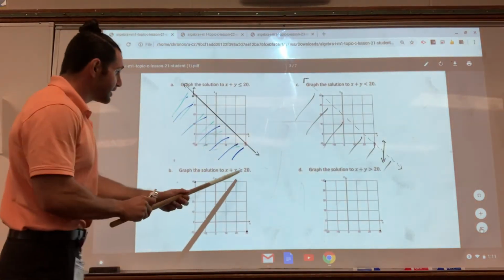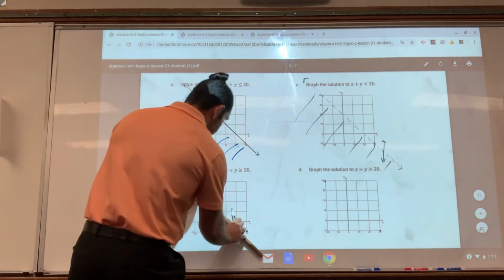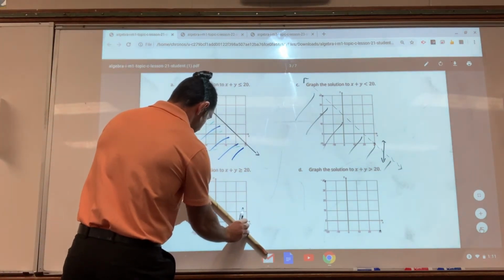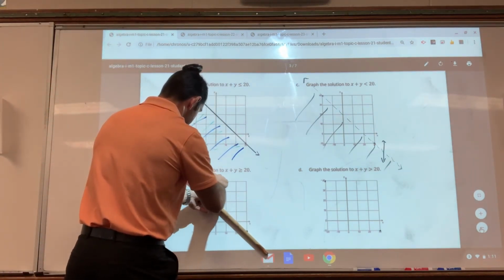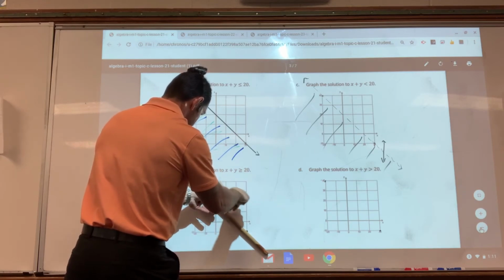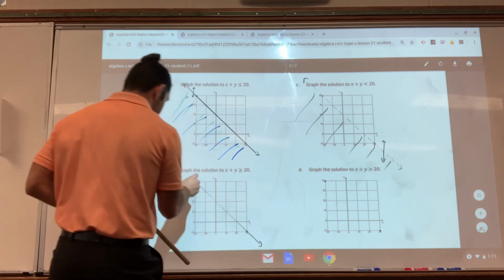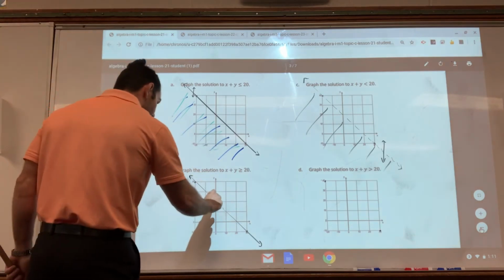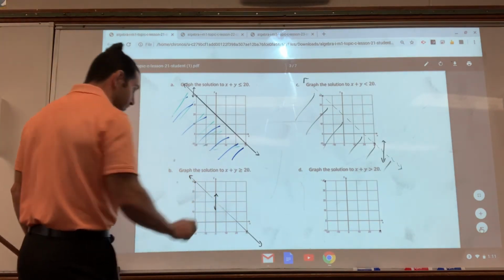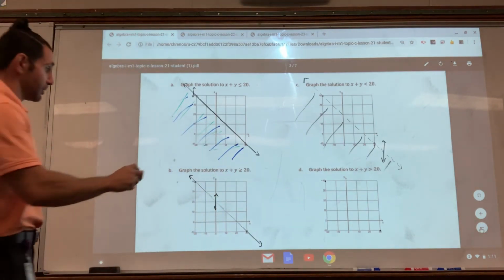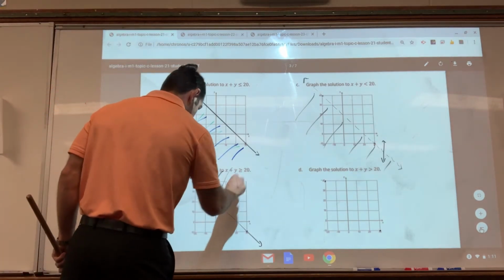So here, this is greater than or equal to. Immediately, I know that if it's greater than or equal to, it's a solid line. My thumb was in the way. Not the best of lines, guys. Then I can follow it right along. Boom, up and down. It's above because it's greater than. So when I shade, I shade above.